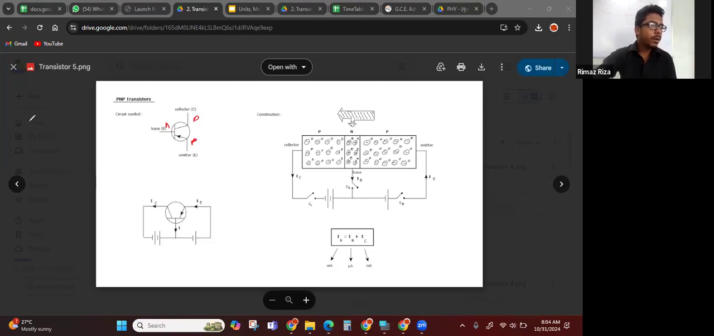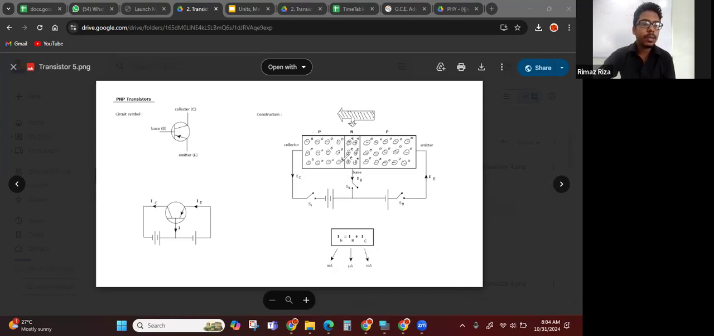As we discussed in the NPN transistor, in the PNP transistor also the doping concentration in the emitter is high compared to the collector terminal. So we have two p-type semiconductors and in the middle an n-type semiconductor. If you consider this p-type and this p-type, the emitter has a large doping concentration compared to the collector.